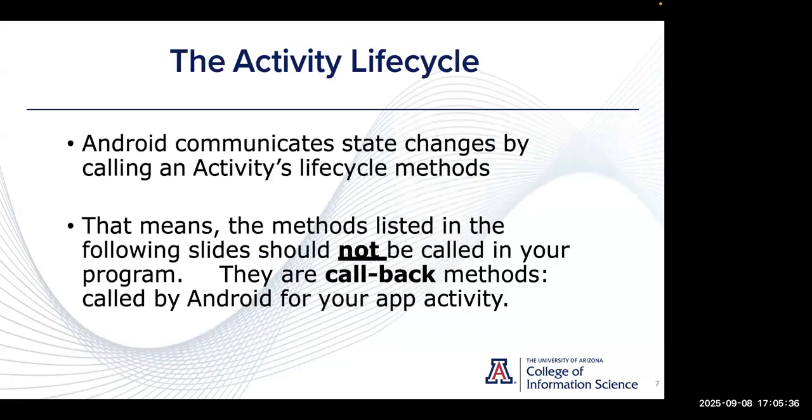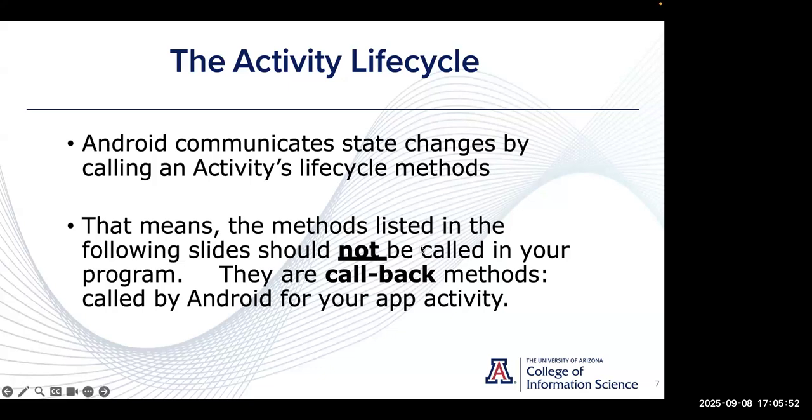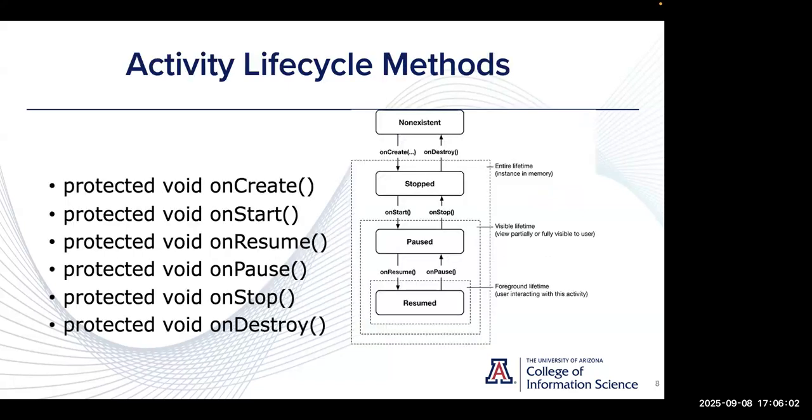Okay, so the activity life cycle. Android communicates state changes by calling the activity's life cycle methods. Again, these are the life cycle methods: onCreate, onStart, onResume, onPause, onStop, and onDestroy. And that's the whole life cycle. That means that the methods listed in the following slides should not be called in your program. They are callback methods called by Android for the app activity. So these ones, okay?